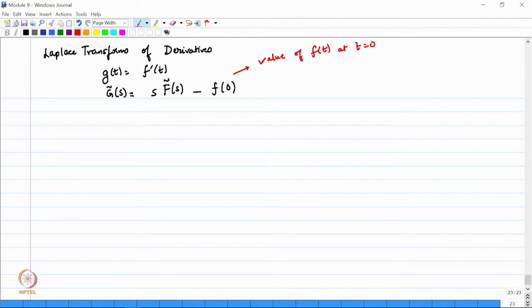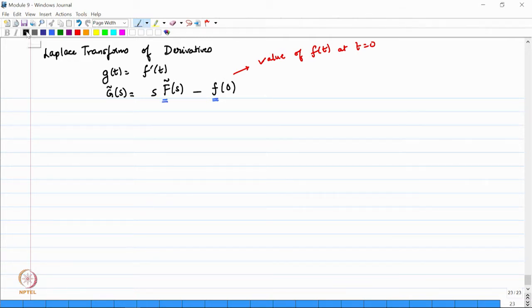Okay. And what is the other interest? If you want to calculate the Laplace transform of a derivative, it is not just equal to multiplying by s. It is actually multiplying by s, and then you have to subtract the value of the function at t equal to 0. Notice this is little f and this is capital F. So, these two are important.